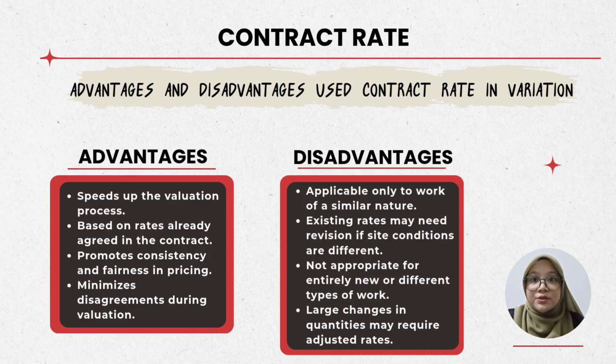Now, let's move to the disadvantages. The first disadvantage is that contract rates can only be used for work that is similar in nature to the original contract work. If the variation involves completely different work, the original contract rate may no longer be appropriate. Secondly, the contract rate may need to be adjusted if the working conditions are different. For example, changes in the construction method, site access, location, or working environment may affect the actual cost of carrying out the work.